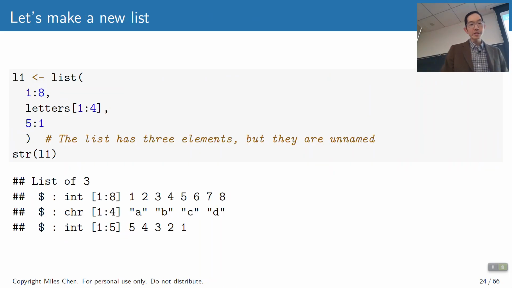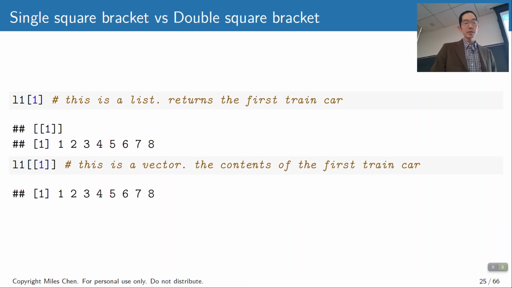All right, here's another list. This one is not named, and we've got integers 1 through 8, the characters A, B, C, D, and integers 5, 4, 3, 2, 1. And so this is a list, and again, here we no longer have names. So how do I refer to the elements in here? Okay, so single square bracket, again, this is a list, and the way I know in our outputs that this is a list is because it's preceded by this double square bracket.